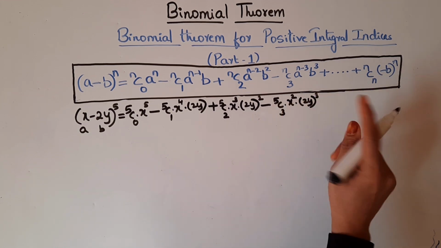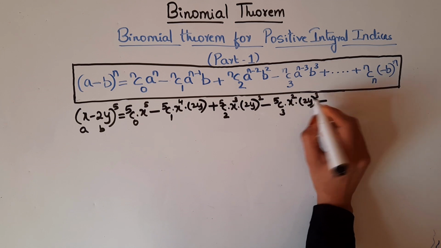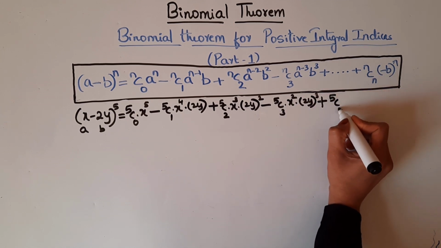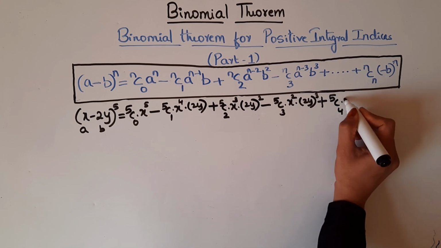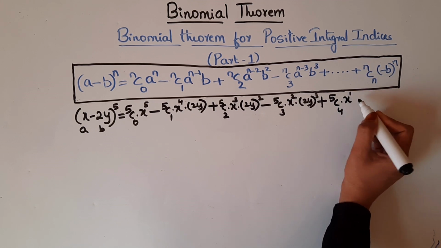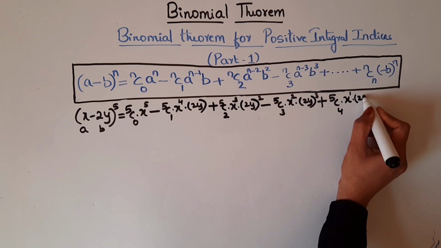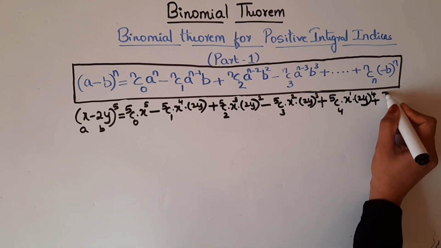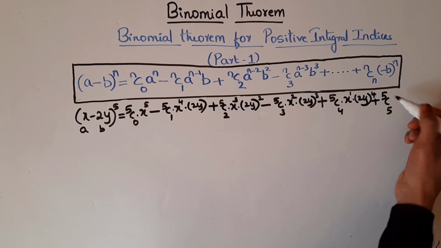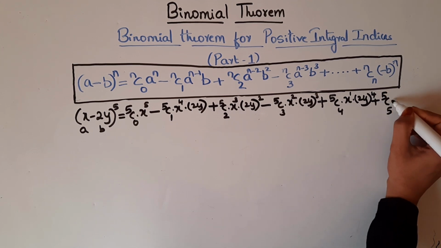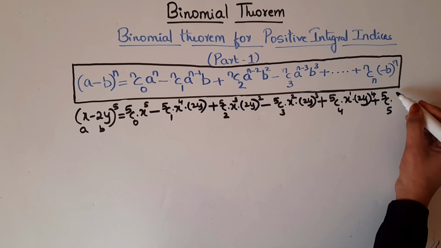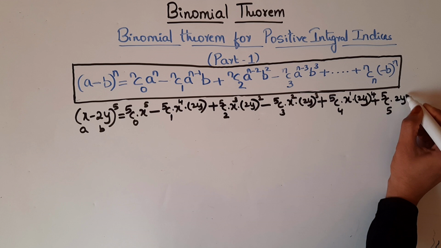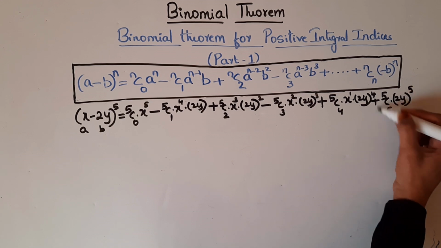The y power is increasing, right? Minus is over, next is plus. So we have 5c4 into x power 1 into 2y to the power 4, plus 5c5, this is the nth term, we reach n, right, into x power 0. So x power 0 is 1, so we will not write that term, so we have 2y to the power 5. This is the nth term.